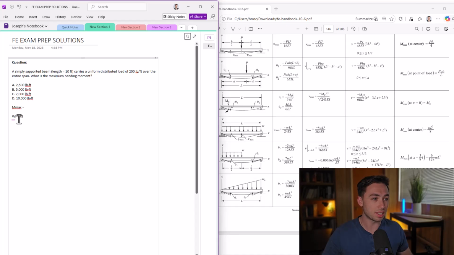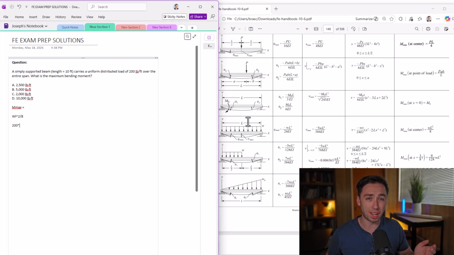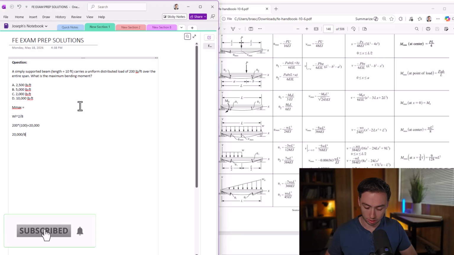And that's really nice. When we think about W is the uniform distributed load, which is 200 pounds over foot. 200. Length L, 10 feet. That's going to be squared. I think we can all do that one in our head. That's going to be 100. And then it's all going to be divided by 8. Let's do a quick equals. 20,000 divided by 8. That gives us 2,500 pound feet.